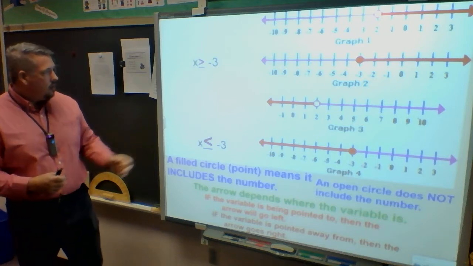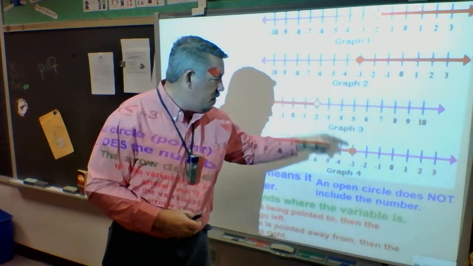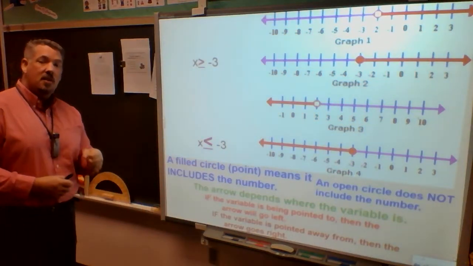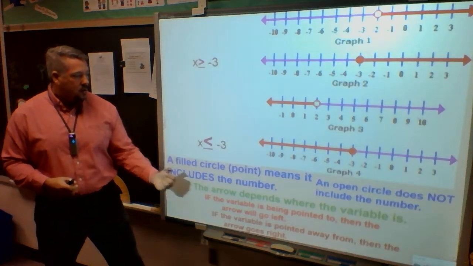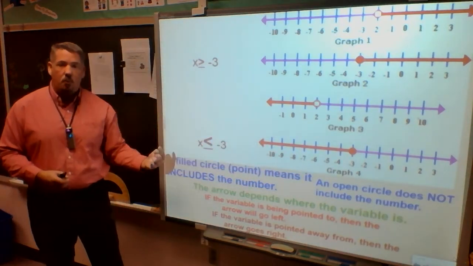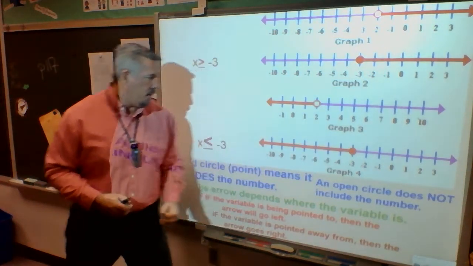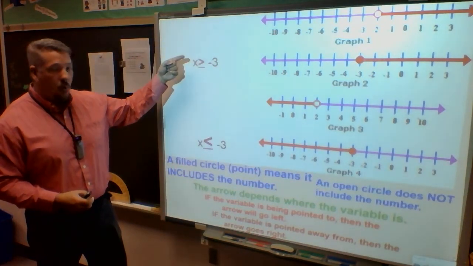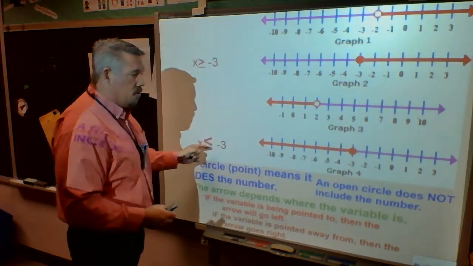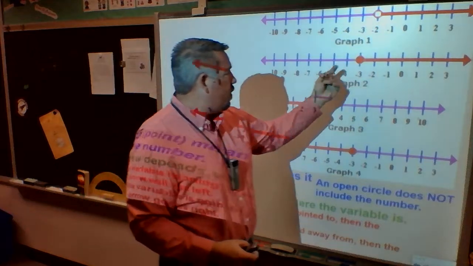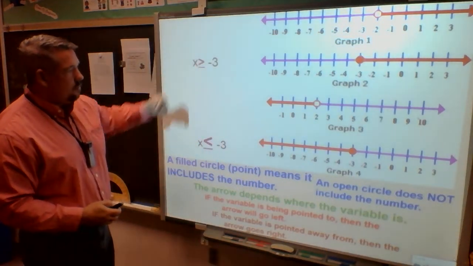So once again, the equal sign at the bottom tells me that the circle is filled in and solid because the number can be included. The variable is being pointed to, so I know that it has to be filled in to the right because it would include anything less than that -3. And this one's being pointed away from, so the arrow is pointed in. I think down here I said to the right, I meant the left. So looking at my video, this one goes to the right because it's being pointed away from.